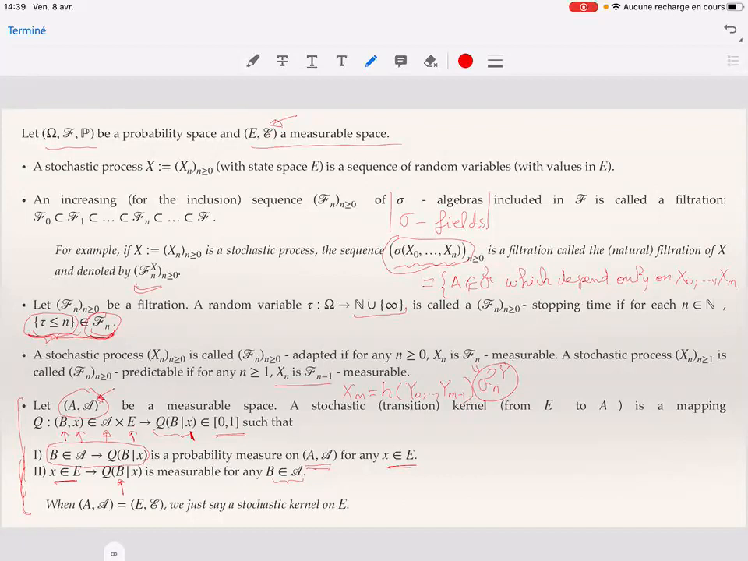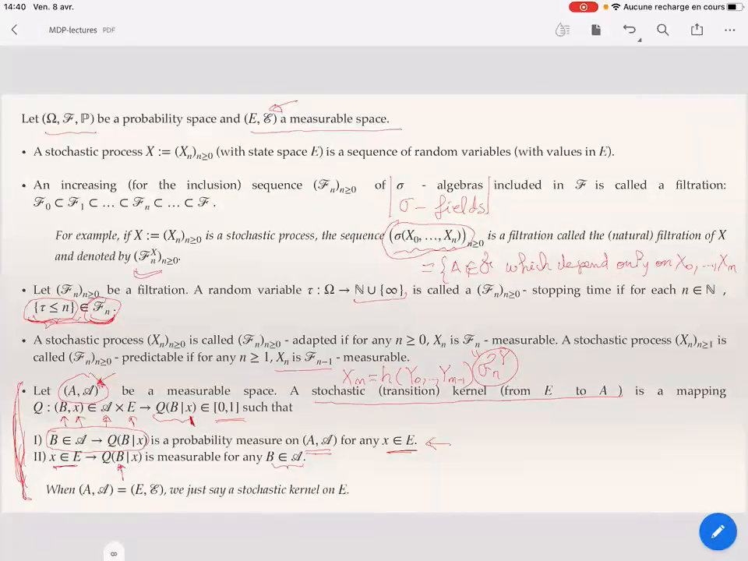Several times A is the same as E, in particular in Markov decision processes it will be like that. So the correct sentence should be stochastic transition kernel from E to A, but several times we will forget some words in this sentence, saying just stochastic kernel. So you have two properties: one expresses that when you fix one variable, you have a probability; when you fix the other one, it has to be measurable. And this is very useful in order to define Markov processes. Are there some questions on all these definitions? Maybe you have seen some of the definitions in the past, but I prefer to recall them to be sure that everything is clear for everybody.